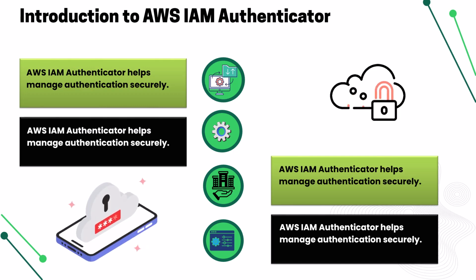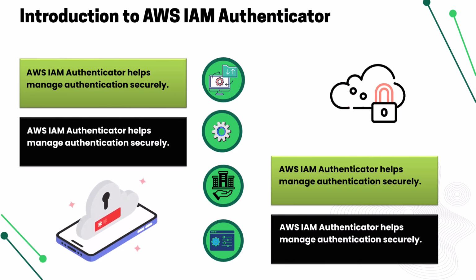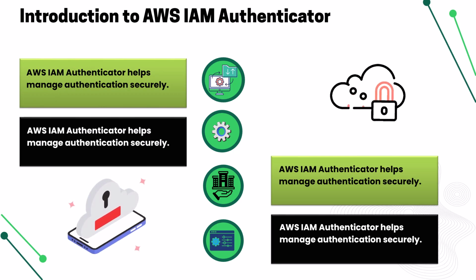Let's dive in. Ever felt like managing credentials is like herding cats? AWS IAM Authenticator makes it easier. It lets your Kubernetes clusters log in using AWS IAM roles. No more keeping track of endless passwords. Say goodbye to static credentials sitting around like a forgotten coffee cup. It's all about security, so let's make authentication smarter.